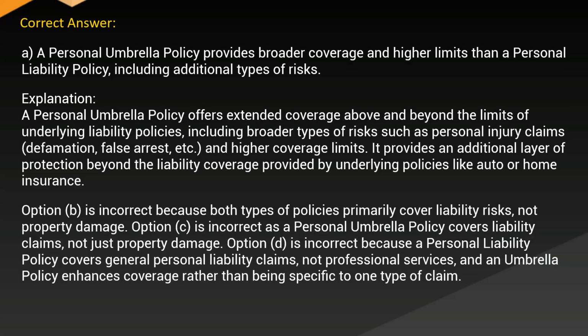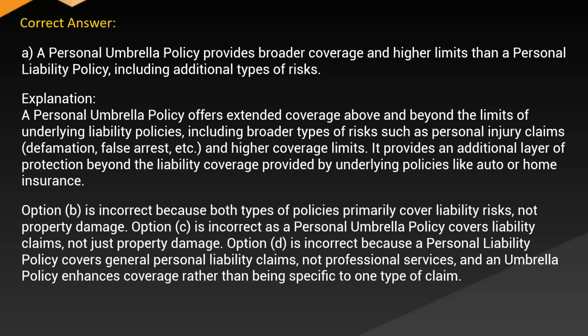Correct answer A. A personal umbrella policy provides broader coverage and higher limits than a personal liability policy, including additional types of risks. Explanation. A personal umbrella policy offers extended coverage above and beyond the limits of underlying liability policies, including broader types of risks such as personal injury claims, defamation, false arrest, etc., and higher coverage limits. It provides an additional layer of protection beyond the liability coverage provided by underlying policies like auto or home insurance.